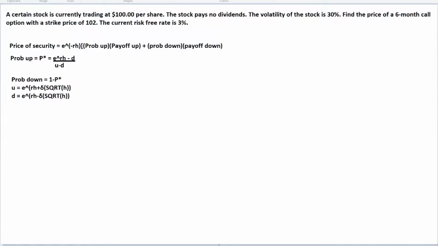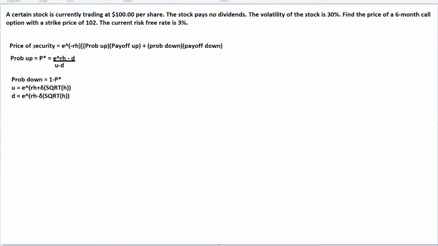So right here I'm just going to read off the problem. A certain stock is currently trading at $100 per share. The stock pays no dividends. The volatility of the stock is 30%. Find the price of a 6-month call option with a strike price of 102, and the current risk-free rate is 3%. So right off the bat we have the volatility of the stock is 30%. It's just, okay, probability, let's go.